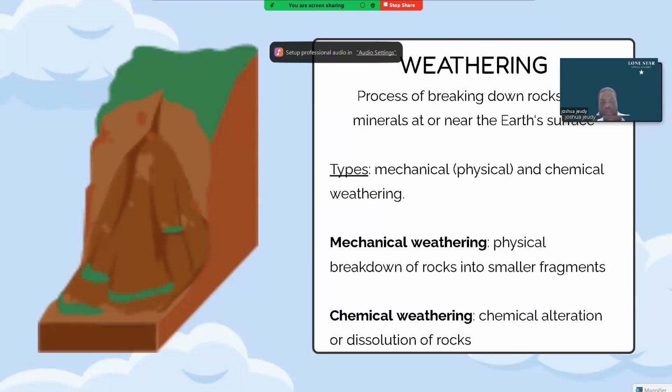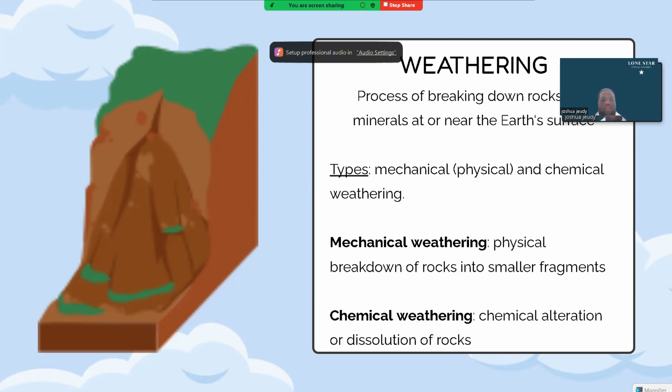So first, we have weathering. Weathering is pretty much the breaking down of the Earth's crust through wind and things like that. But it's the breaking down of rocks, of minerals, and of soils.